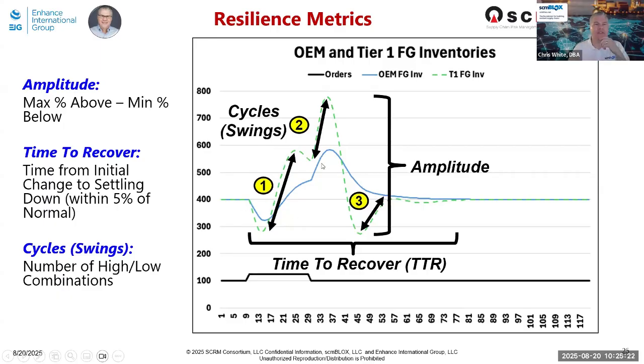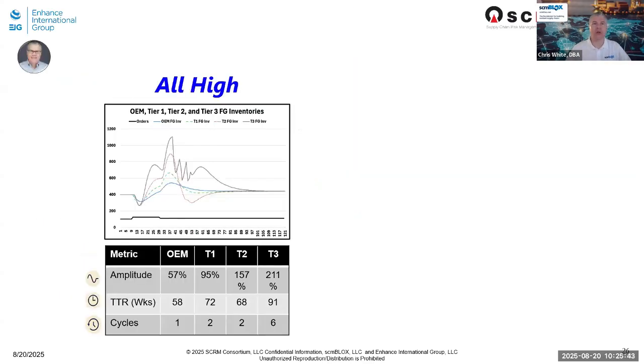How many up-down combinations do I have? So in this example, we're showing 3. We're showing you the amplitude, the high minus the low, the time to recover, and then the 3 cycles. So we were using those metrics to sort of judge good, bad of changes happening. So what we ended with last time when we showed collaboration was the all high. So for each of these entities, we sort of dialed how aggressive they were with controlling their inventory, making up their desired finished goods inventory.